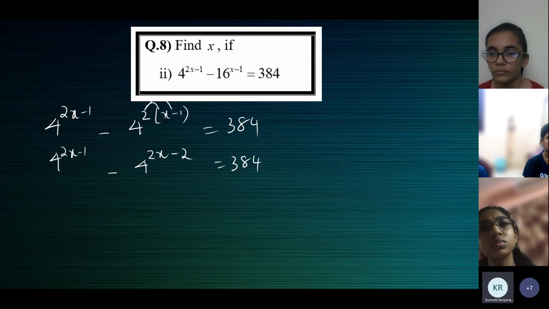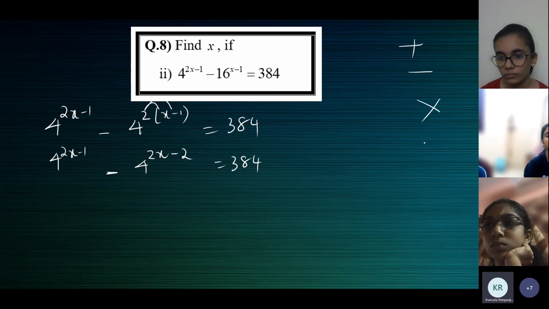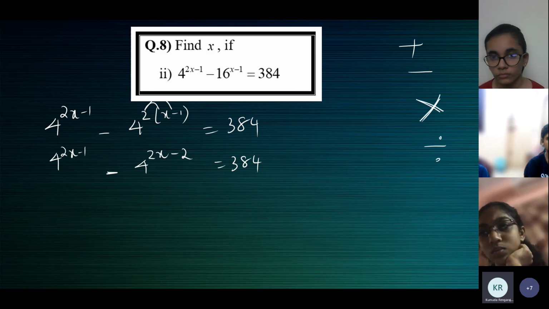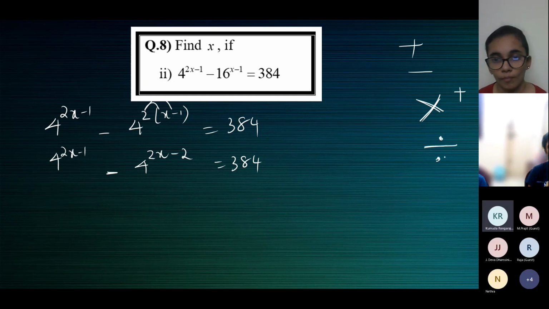Now you cannot say bases are same, because for plus and minus we don't have any law. Laws of exponents are only for multiplication and division. When bases are same and it's multiplication, we add the powers. When bases are same and it's division, we subtract the powers. When there is subtraction here, we don't have a law.